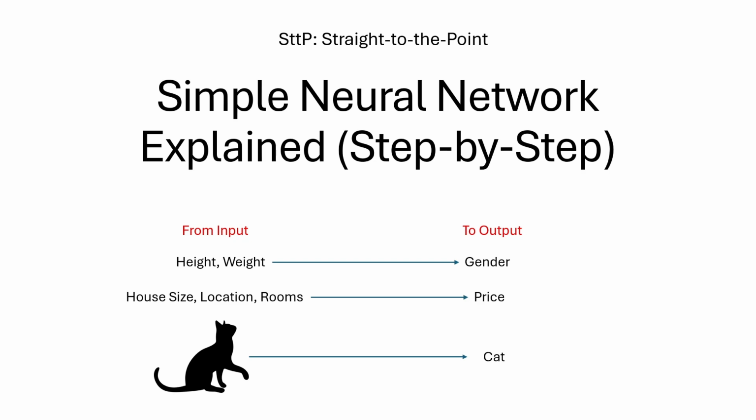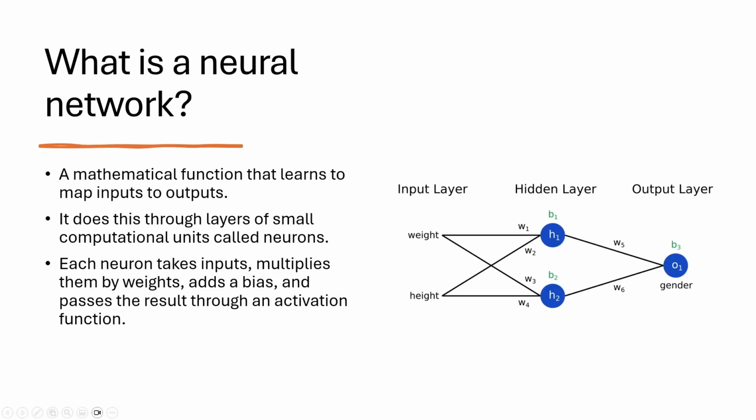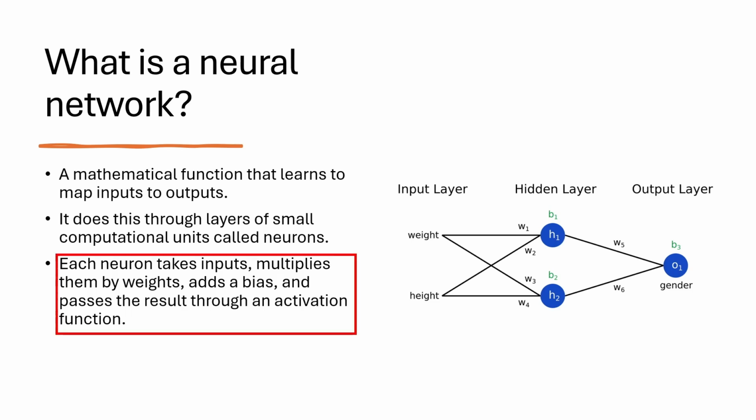So, what is a neural network? It is a mathematical function that learns to map inputs to outputs. It does this through layers of small computational units called neurons. Each neuron takes inputs, multiplies them by weights, adds a bias, and passes the result through an activation function. Did you catch that last phrase? That's the first key element.